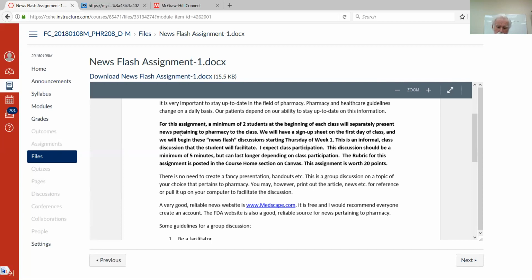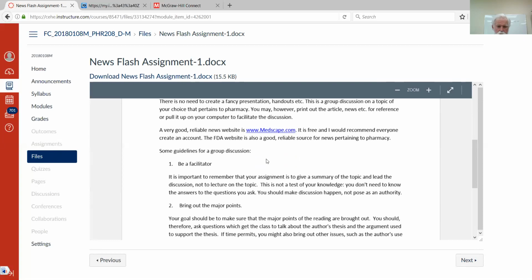I would start looking now for something interesting. It doesn't have to be flashy. You don't need to do fancy PowerPoints or any of this stuff. If you want to, that's fine. There's nothing wrong with doing that. But it's the information. And we can also use Medscape.